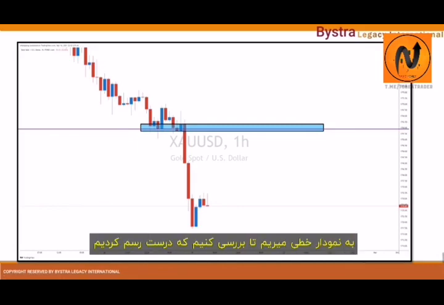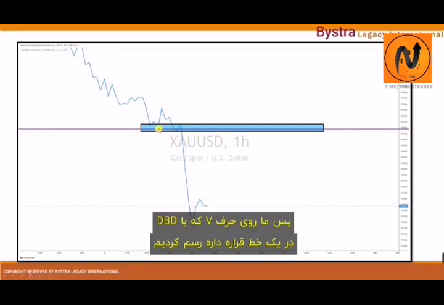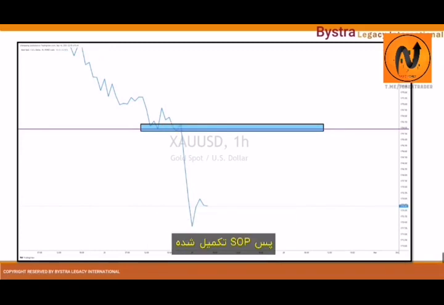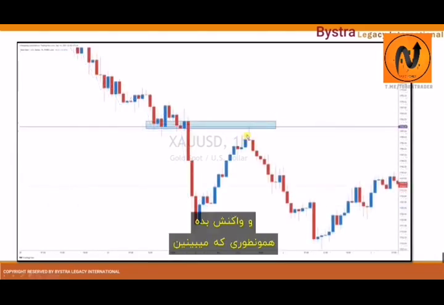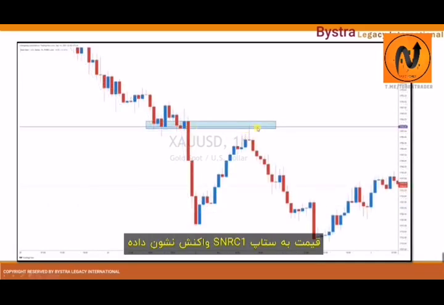We move to the line chart to check that we are marking correctly. Yes, so we mark at the capital letter V in line with the drop base drop. So the SOP is complete. Next, we wait for the price to come back and react. As you can see, price reacts to this SNRC1 setup and continues on the downtrend.